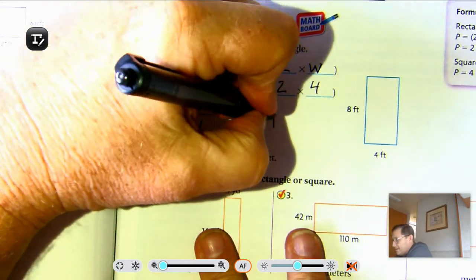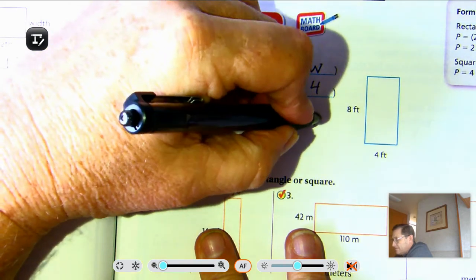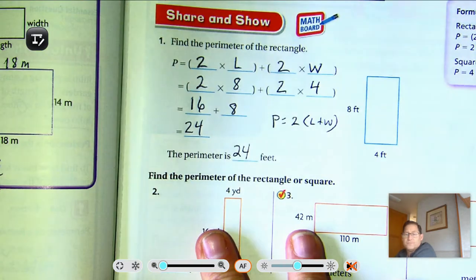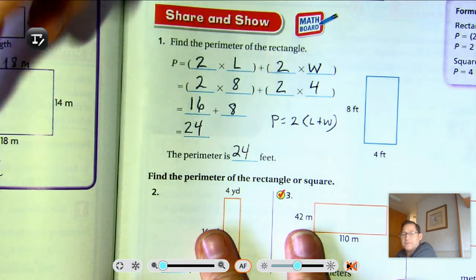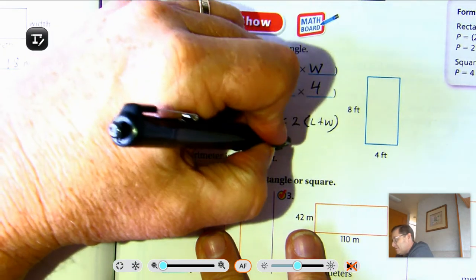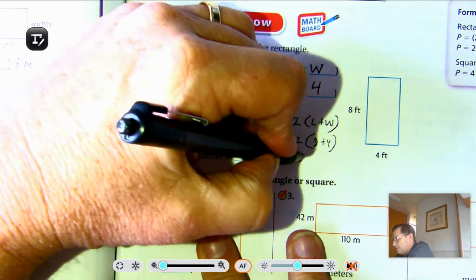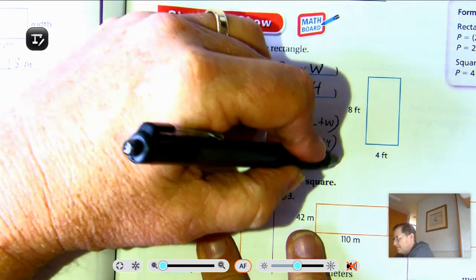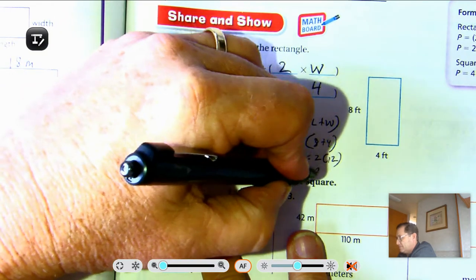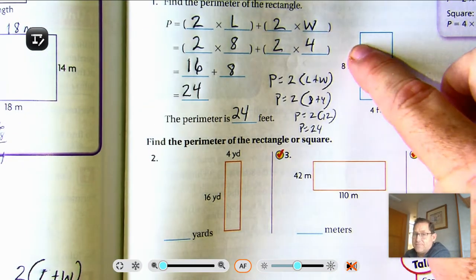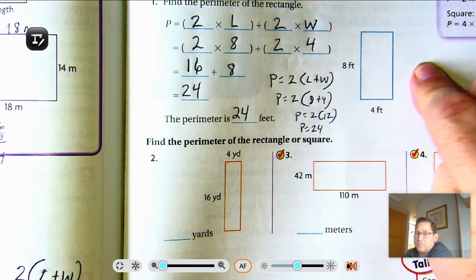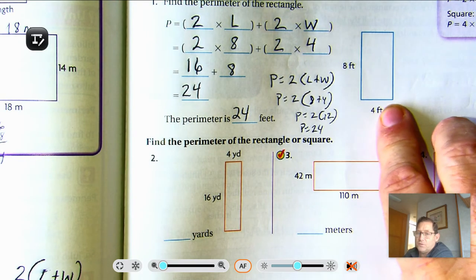If I rewrote it as 2 times the sum of the length and the width, I would have 2 times 8 plus 4. P equals 2 times 12. So I still get 24, right? If I added them all up, I go 8 plus 4 is 12. 12 plus 8 is 20. 20 plus 4 is 24.